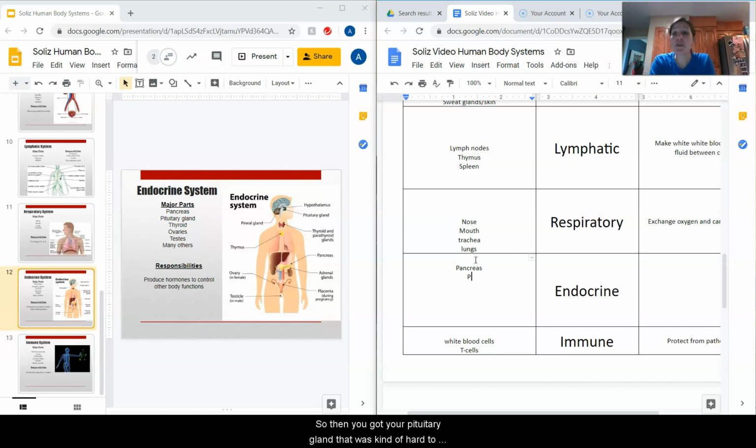So then you've got your pituitary gland. That one's kind of hard to say. I can't spell it, that's for sure. Pituitary gland. And that one's going to be up here in your brain, okay? Then you've got your thyroid. Thyroid's in your neck. That usually helps control weight.